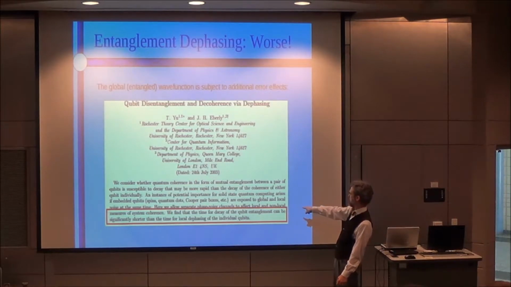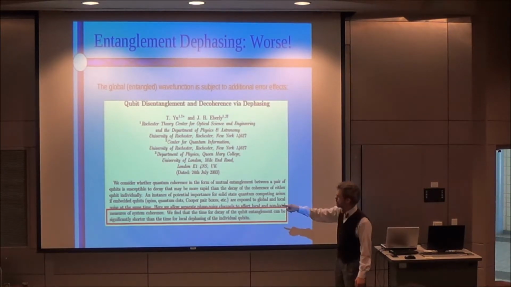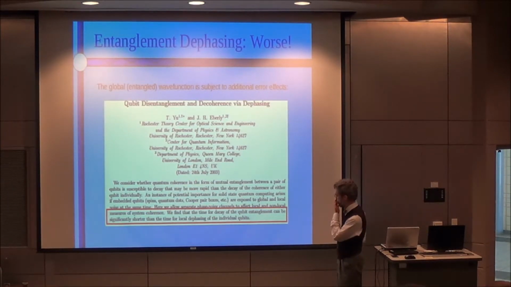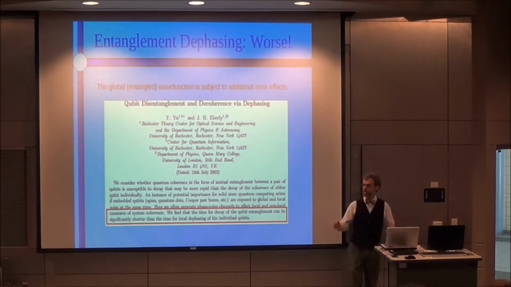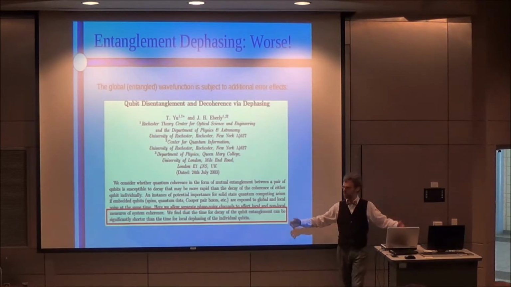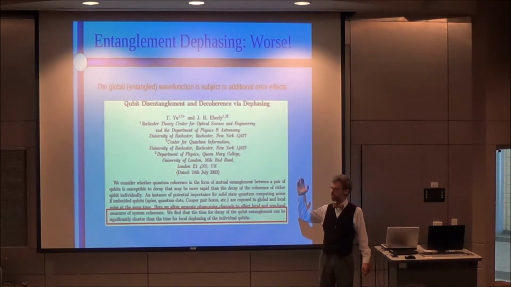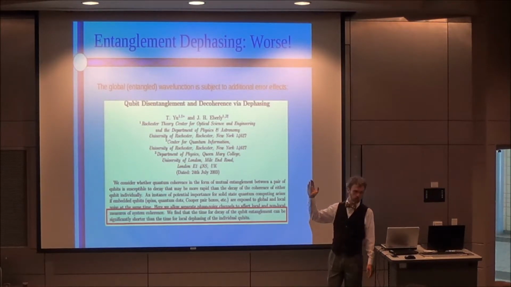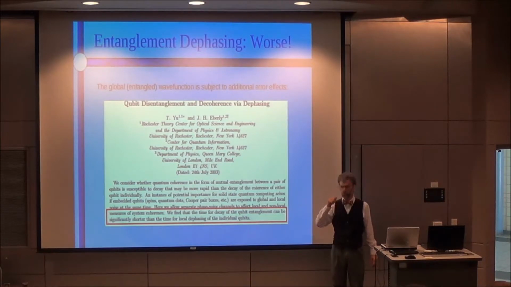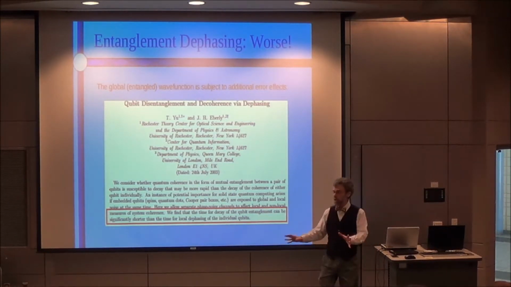We find the time for decay of the qubit entanglement can be significantly shorter than the time for local dephasing of the individual qubits. So life gets worse and worse the bigger we try to make our quantum computer. Today, the biggest quantum computer anybody has tried to build, if you believe the people at Google, is probably on the order of 1,000 to 2,000 bits. Not megabytes, but bits. And even that's pretty controversial right now.